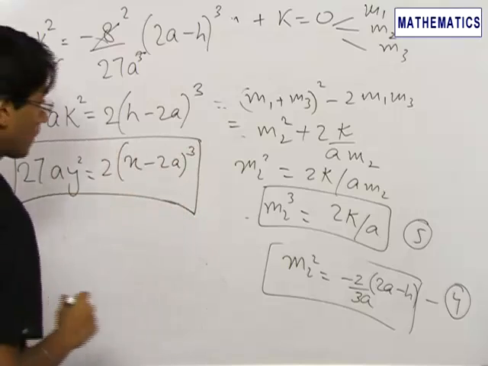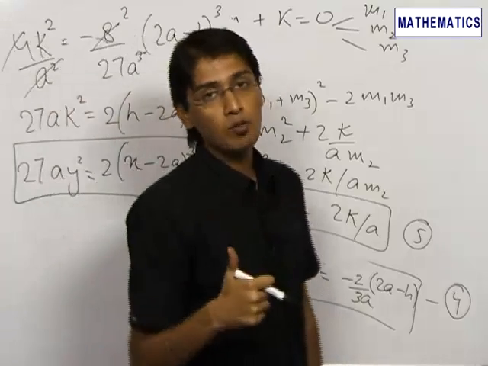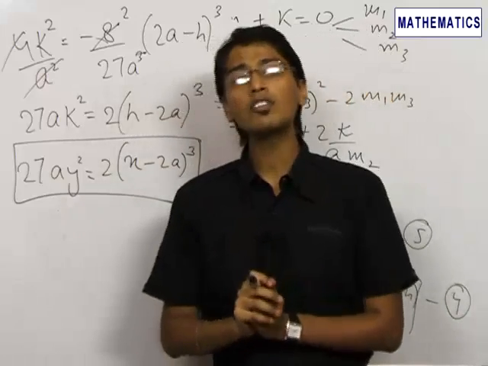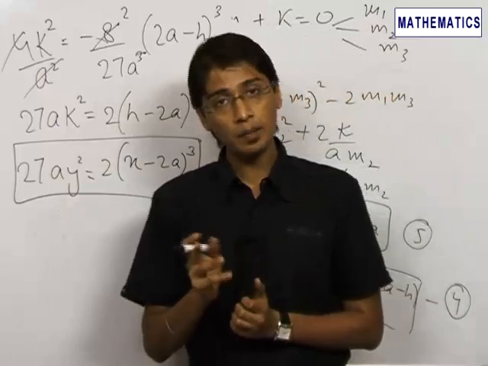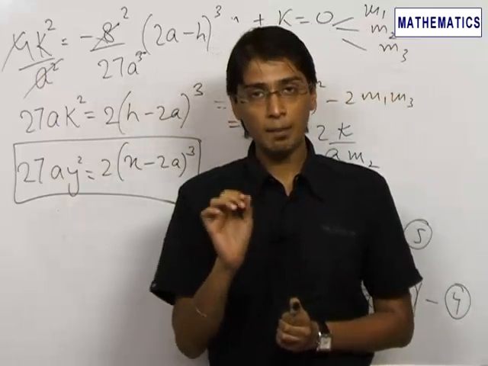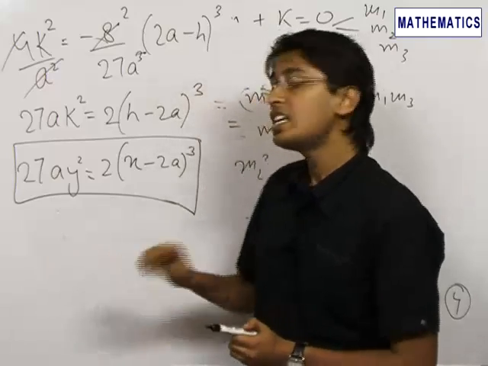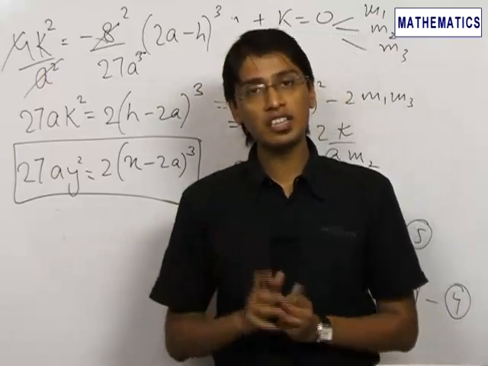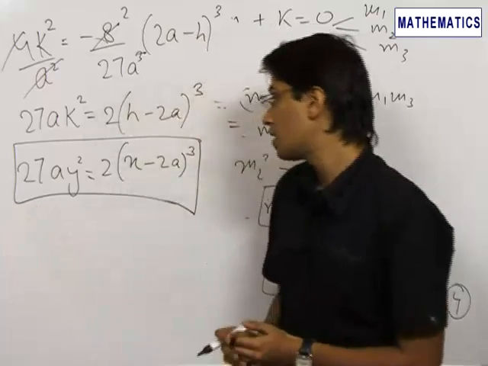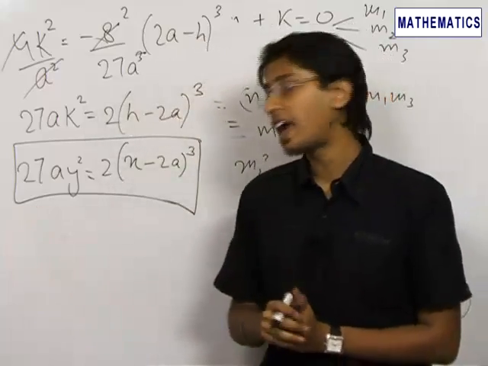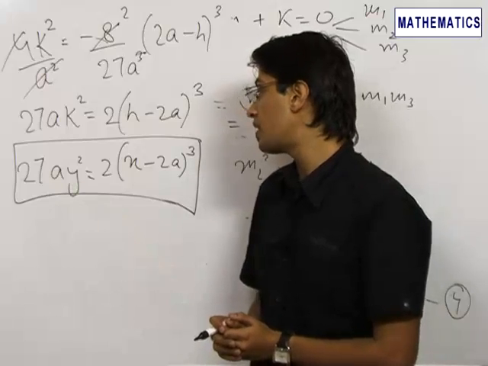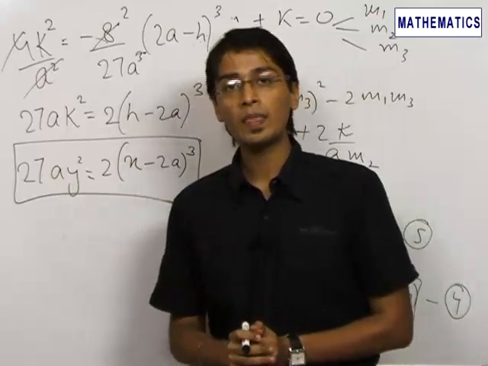Hence what we saw in this problem was, although it was a bit of a lengthy problem, it was not so difficult as it appeared in the beginning. What we did is we just went step by step, used each and every piece of information that was given in the problem, and got the final result for the locus of point S, where the three normals were intersecting, as 27ay square is equal to 2 times x minus 2a whole cube, which is our final answer.